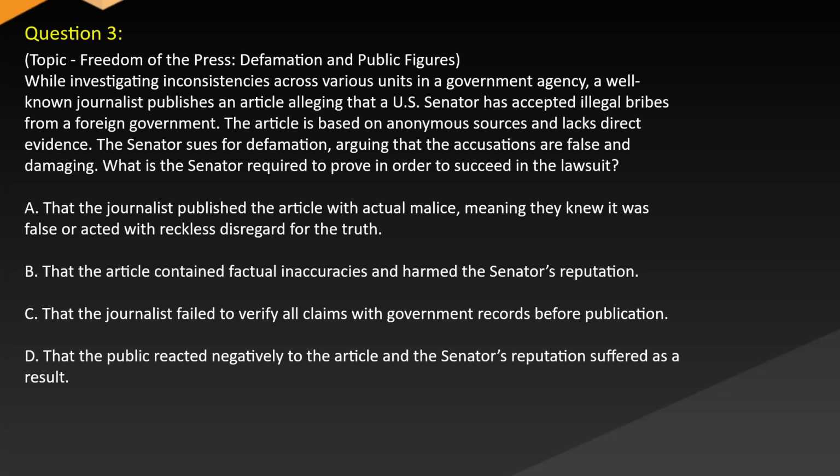A. That the journalist published the article with actual malice, meaning they knew it was false or acted with reckless disregard for the truth. B. That the article contained factual inaccuracies and harmed the senator's reputation. C. That the journalist failed to verify all claims with government records before publication. D. That the public reacted negatively to the article and the senator's reputation suffered as a result.